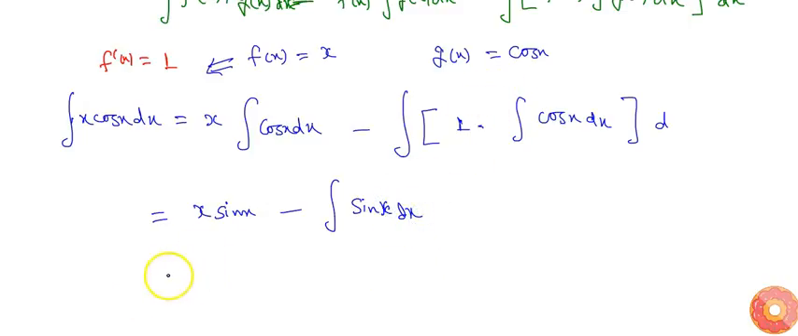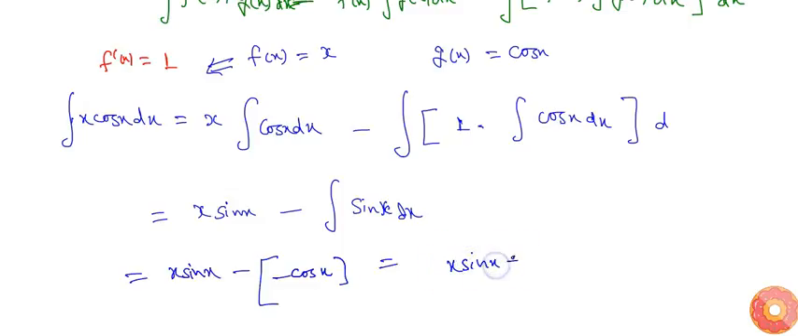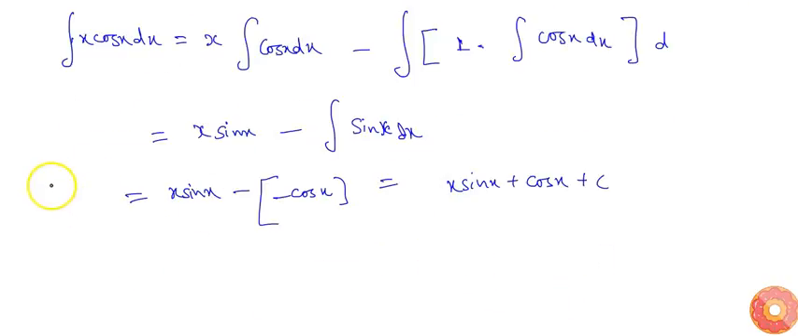So I'll get x sin x minus integration of sin x dx will be minus of cos x. So our answer will be x sin x plus cos x plus c, where c is the integration constant. So this will be our answer.